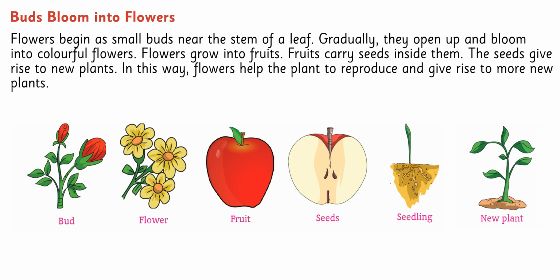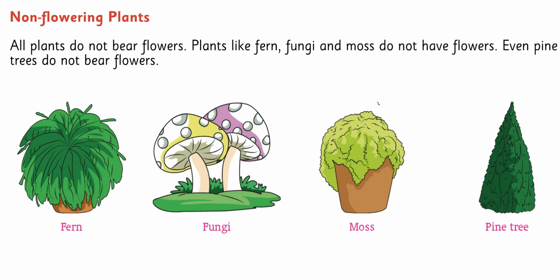The seeds give rise to new plants, and in this way, flowers help the plants to reproduce and give rise to more new plants. Non-flowering plants. All plants don't bear flowers. Plants like fern, fungi, and moss don't have flowers. Even pine trees do not bear flowers.